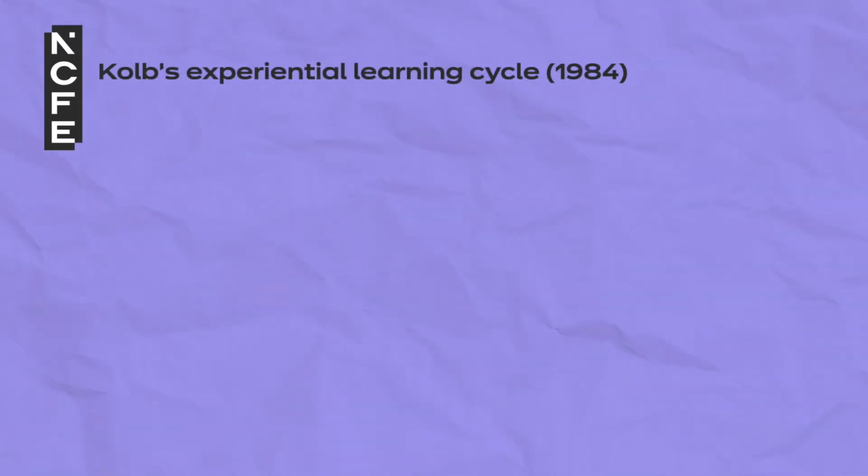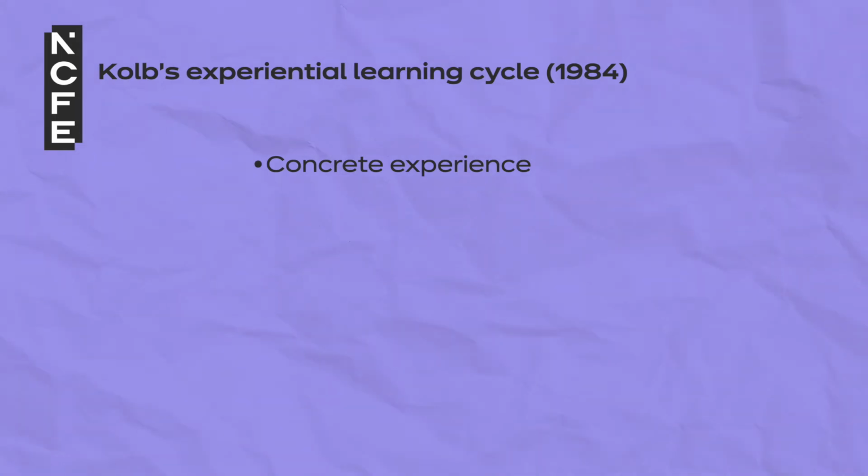Okay, let's look at some models of reflection, starting with Kolb's experiential learning cycle. The first stage in this model is having the concrete experience, and generally this could be planned or unplanned. We do something or carry out a work activity, and we start off by describing what happened, which then takes us to the second stage, and this is where we reflect on what happened.